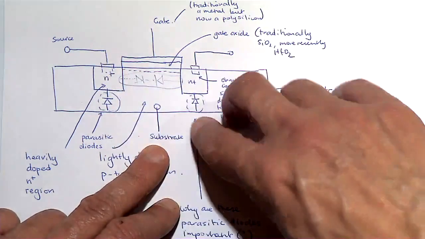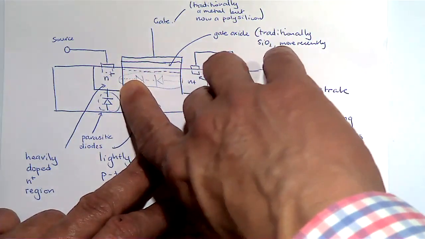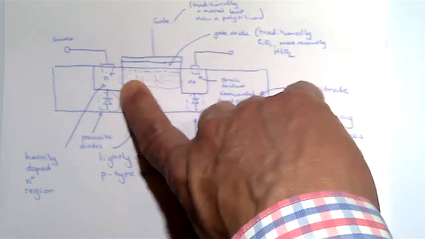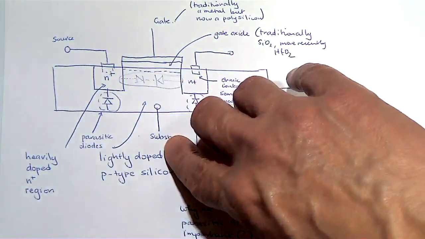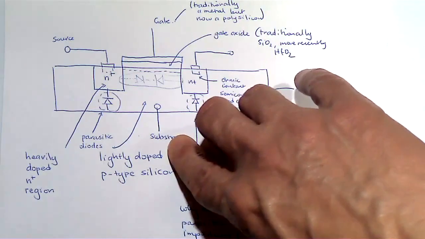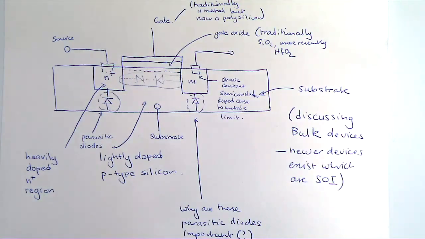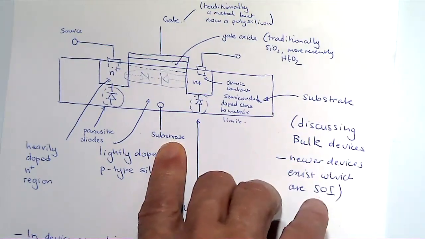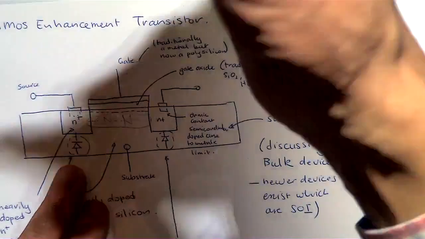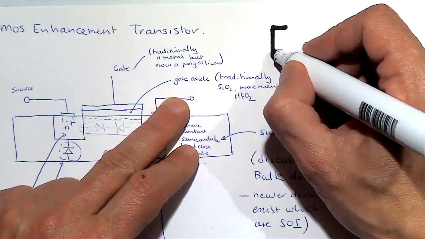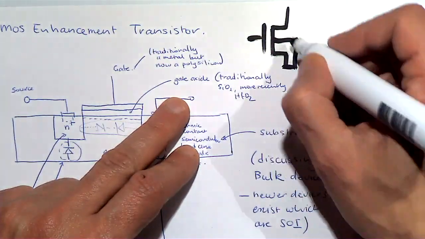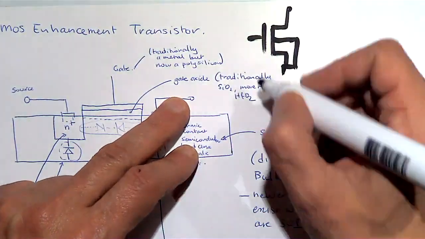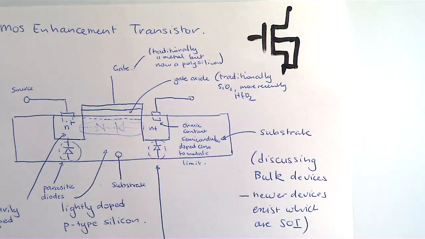Now, if it happens very rarely and not a lot of current flows, you might be able to tolerate it, but generally what you need is the source to always be at a higher voltage than the substrate. And that's also why, when you see a lot of people connecting the MOSFET on a bulk device, what you actually see is that's the connection, right? You've actually connected the substrate to the source.